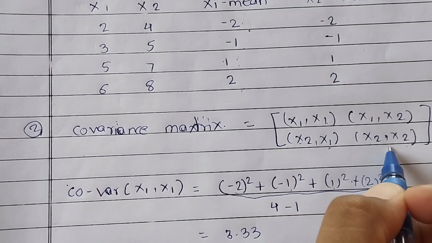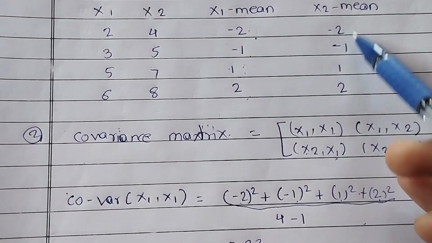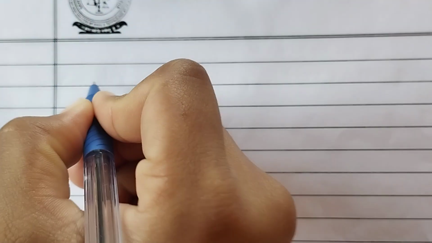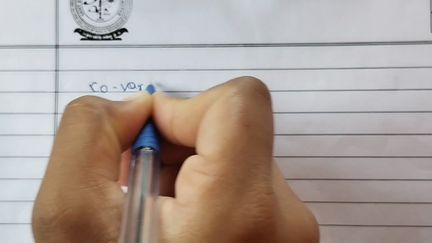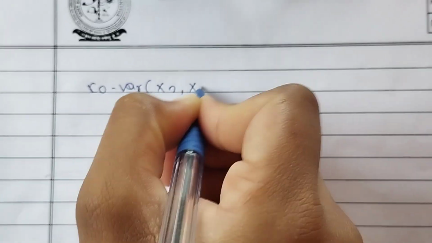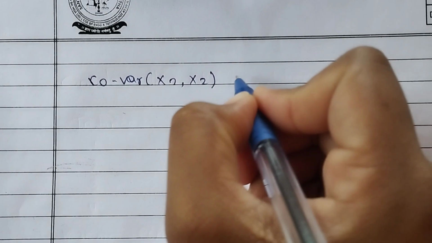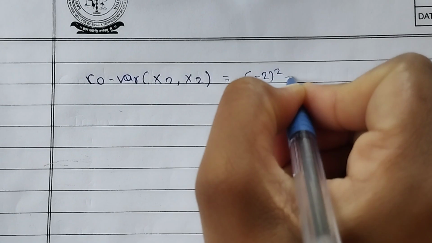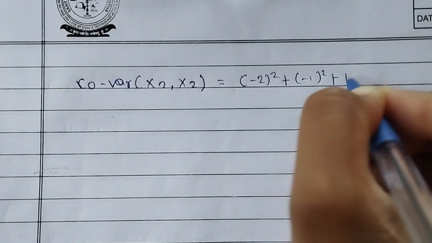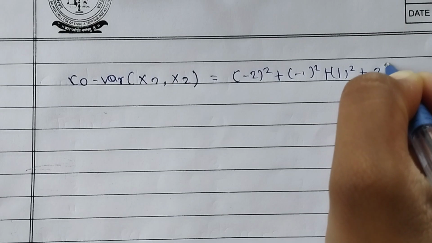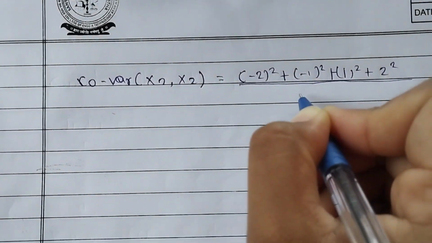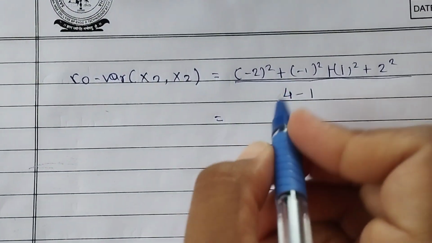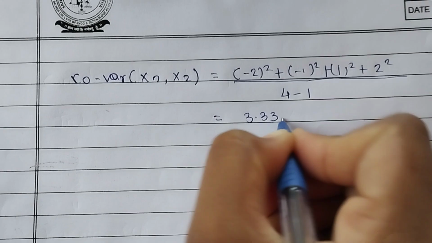Now the same for x2. First we take the summation of the squares of all the entities divided by n minus 1. So the covariance for x2 is again the same: summation of minus 2 squared plus minus 1 squared plus 1 squared plus 2 squared, divided by n minus 1. Now n is 4 for this example, minus 1. So this is again 3.33.